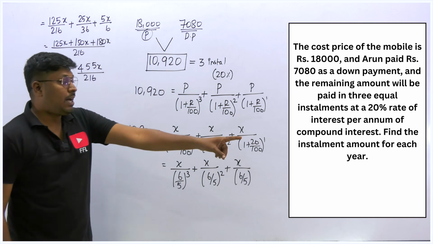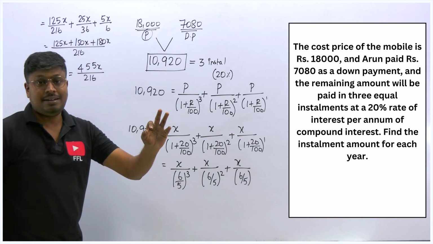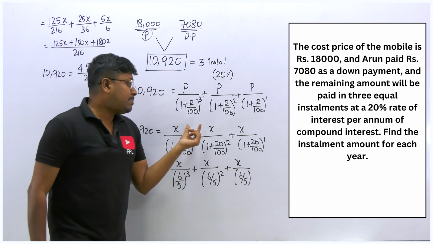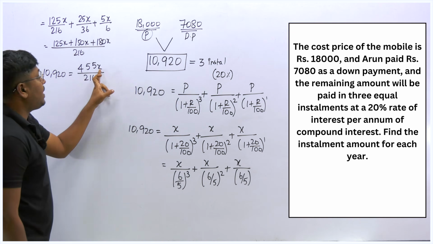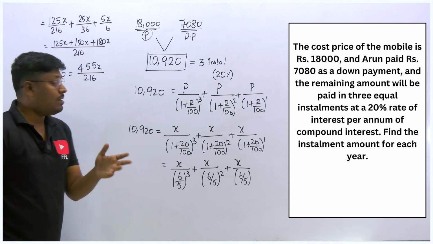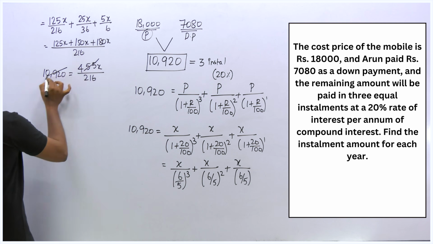Our target is to find the installment amount for each year. Because all 3 installments are the same, it is enough to find one X value. If you find the value of X, that will be the installment amount the person has to pay every year. So we can cancel the value. So 455.